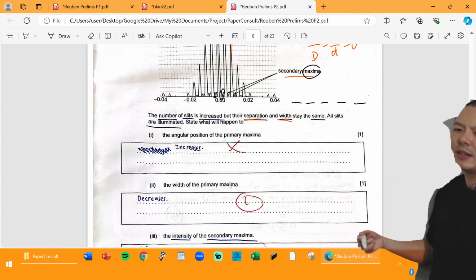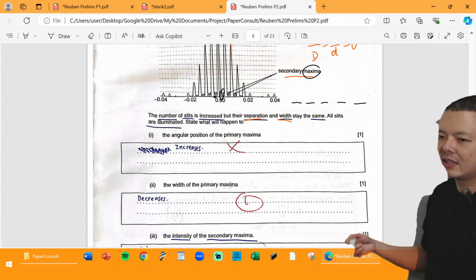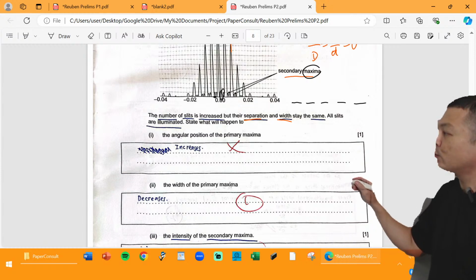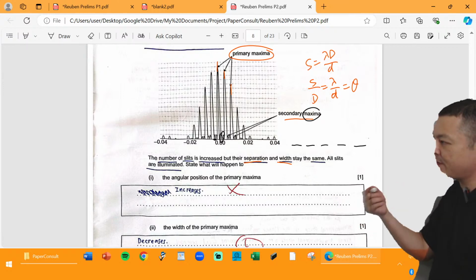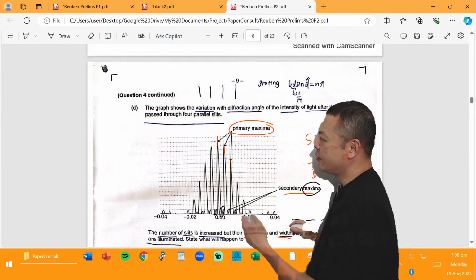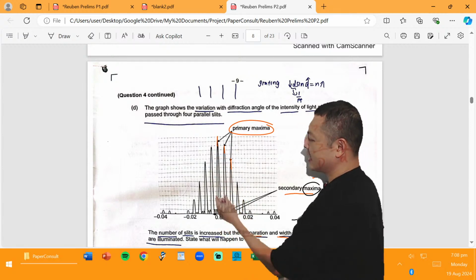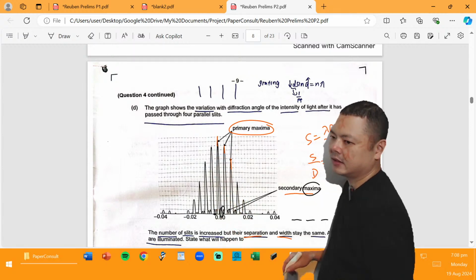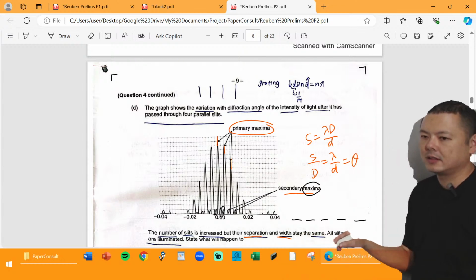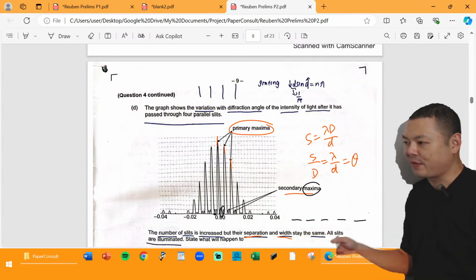Didn't I do this in one of the revisions? You have to remember the effects when you increase the number of slits. When you increase the number of slits, the 3 things that happen are the bright fringes get brighter, the bright fringes get narrower, and the dark fringes become wider. Yeah, if the bright fringes get thinner, then it makes sense that the dark fringes are wider.